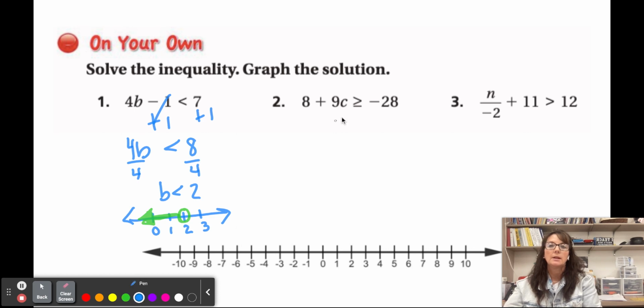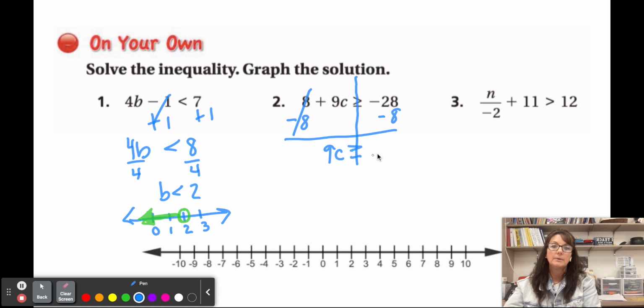Okay? Next problem, we need to undo this addition first. The variable is right here, being multiplied by 9. No variables on the right yet. So we'll subtract 8 from both sides. And remember, when I say both sides, I mean kind of like this, right? So minus 8. 8 minus 8 is 0. Always double check that you're doing the right math.